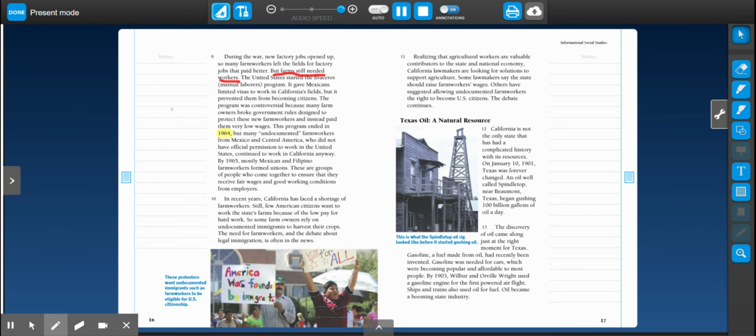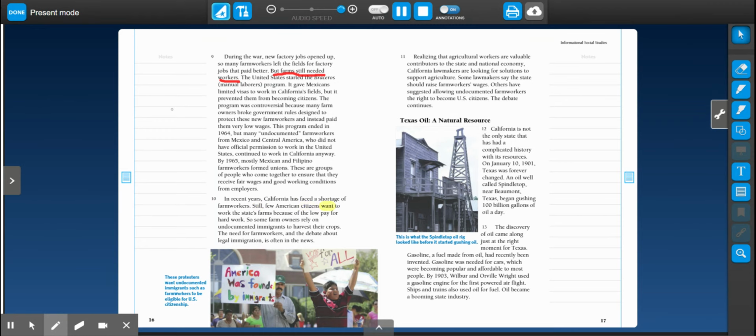This program ended in 1964, but many undocumented farm workers from Mexico and Central America who did not have official permission to work in the United States continued to work in California anyway. By 1965, mostly Mexican and Filipino farm workers formed unions. These are groups of people who come together to ensure that they receive fair wages and good working conditions from employers. In recent years, California has faced a shortage of farm workers.